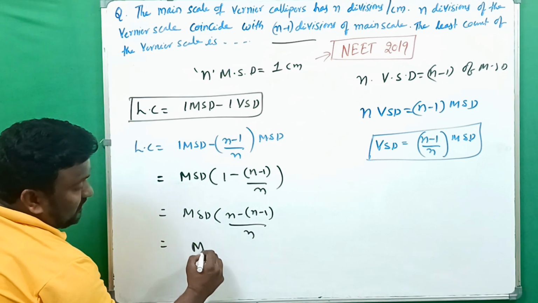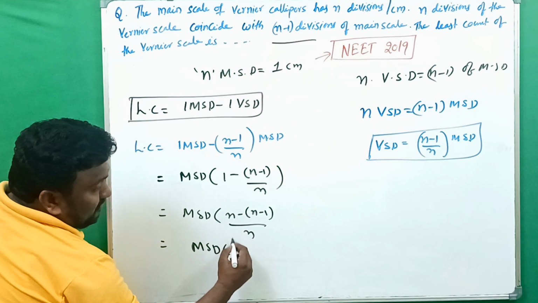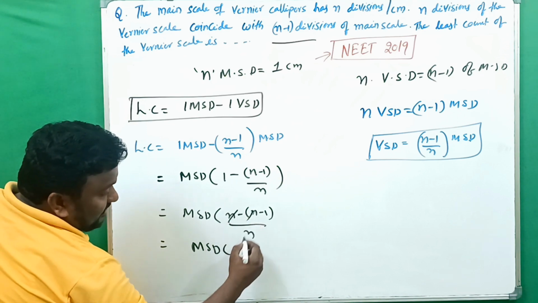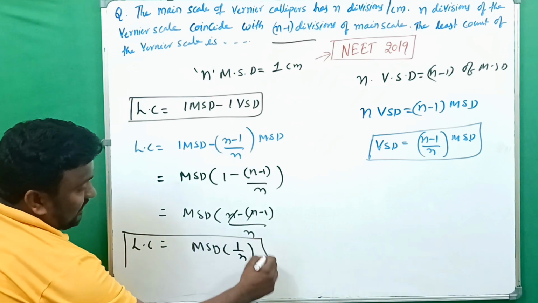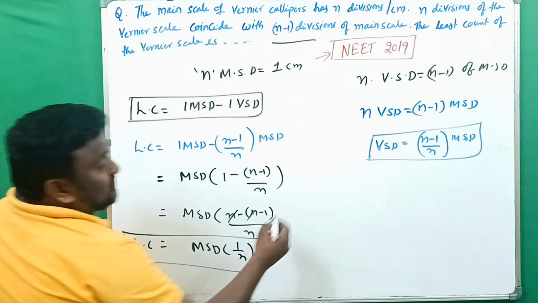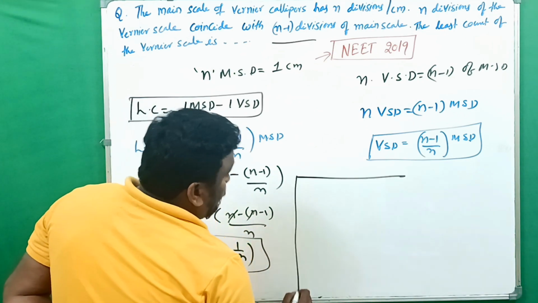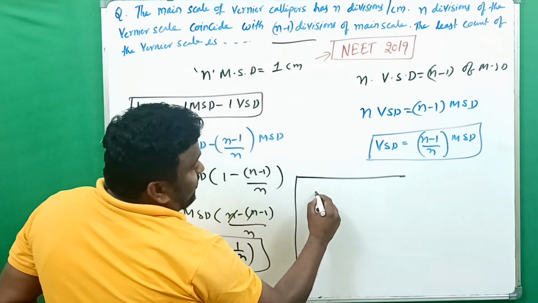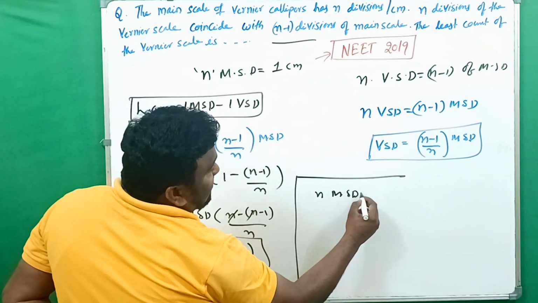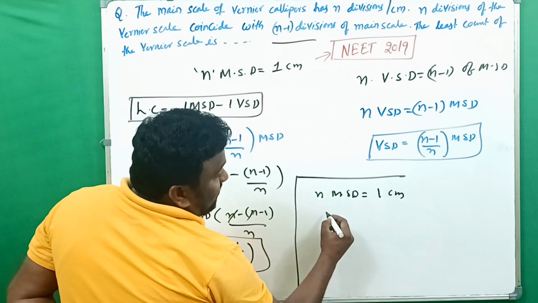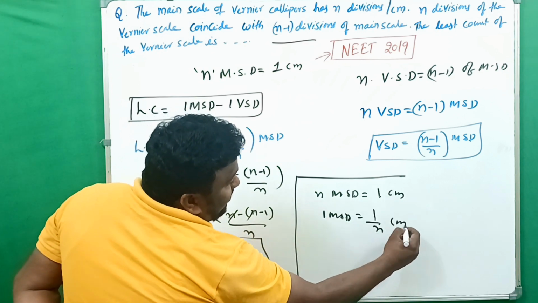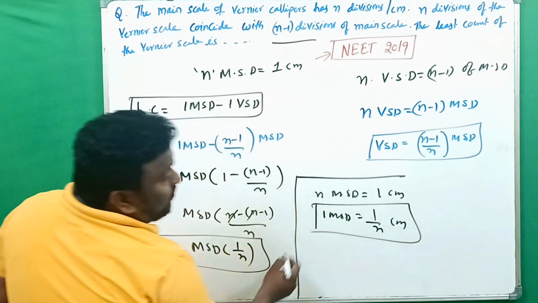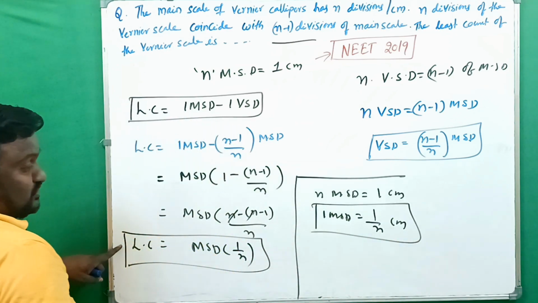That is equal to MSD of n minus n, cancel, minus of minus plus 1 by n. So least count is equal to MSD into 1 by n. So what is the value of 1 MSD? What was given? N MSD is equal to 1 centimeter. Then 1 MSD is equal to 1 by n centimeter. So 1 MSD value is 1 by n centimeters.